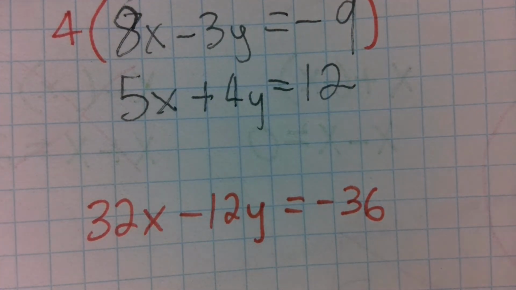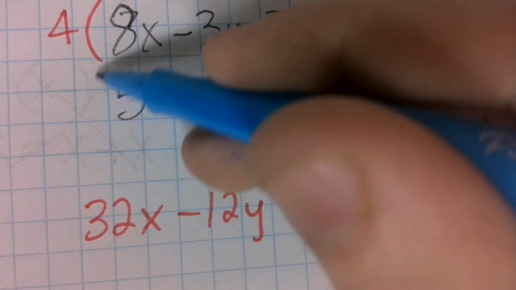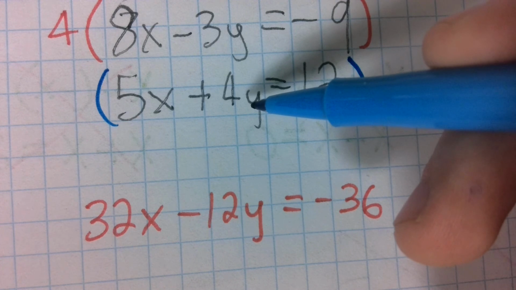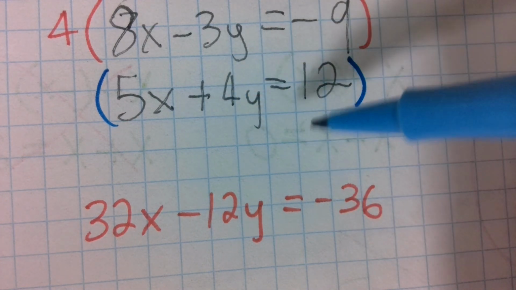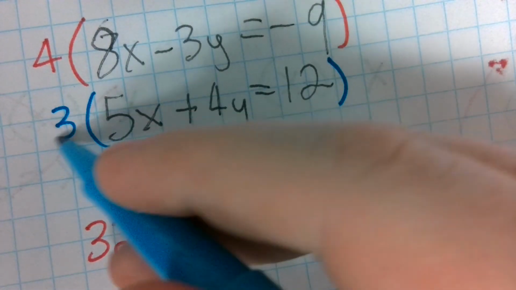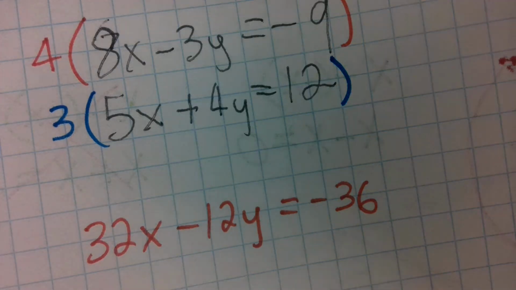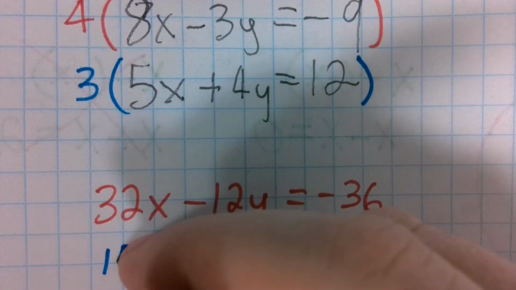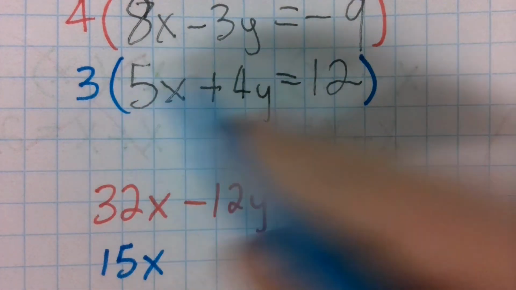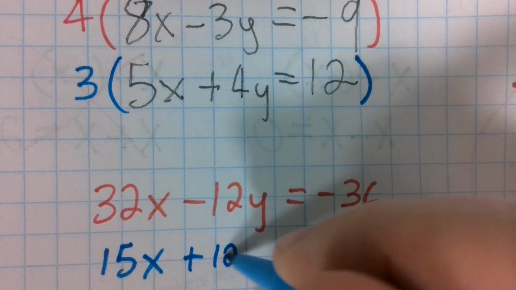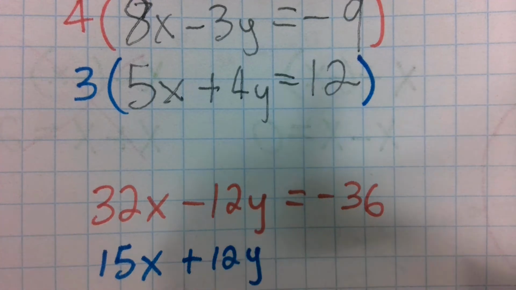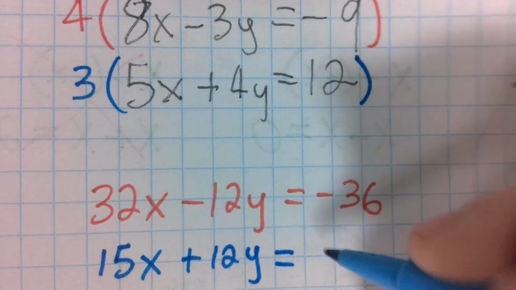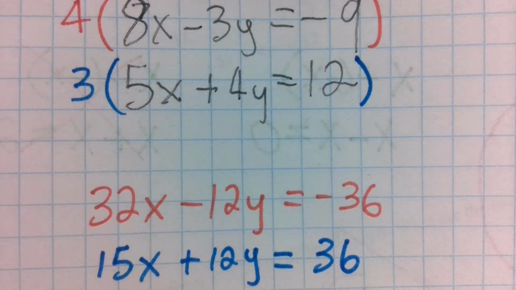Okay, Mr. Strager, I see what you're doing here. Can you figure out how to get this other part to look like 12? If we multiply by 3, that'll give us another 12, and we can eliminate. 3 times 5x is 15x. 3 times 4y is positive 12y, so there's our elimination. And 3 times 12 is positive 36.